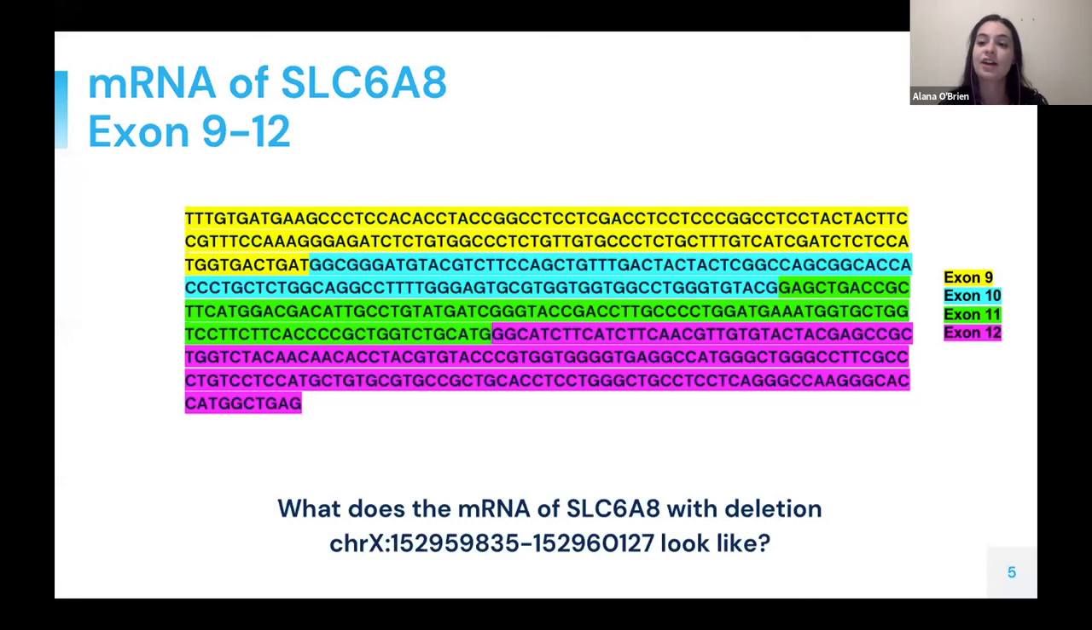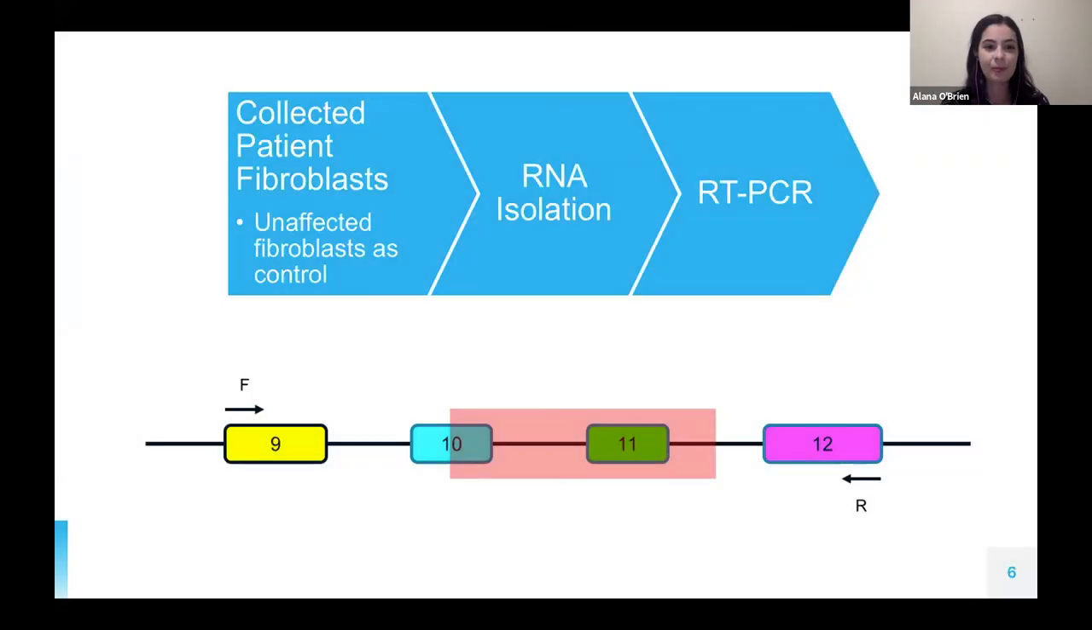In a patient that is unaffected with CTD, the mRNA looks like this. There is exon 9 spliced to exon 10, spliced to 11, spliced to 12. However, we wanted to investigate what the mRNA of SLC6A8 with this specific deletion looks like. So in order to investigate this, we first collected the patient fibroblasts from Coriell. We used unaffected fibroblasts as control, so fibroblasts that did not have CTD. Then we isolated the RNA from these fibroblasts, and then we performed an RT-PCR. For the PCR, we designed a forward primer that starts at exon 9, and a reverse primer at the end of exon 12 in order to capture this full region.